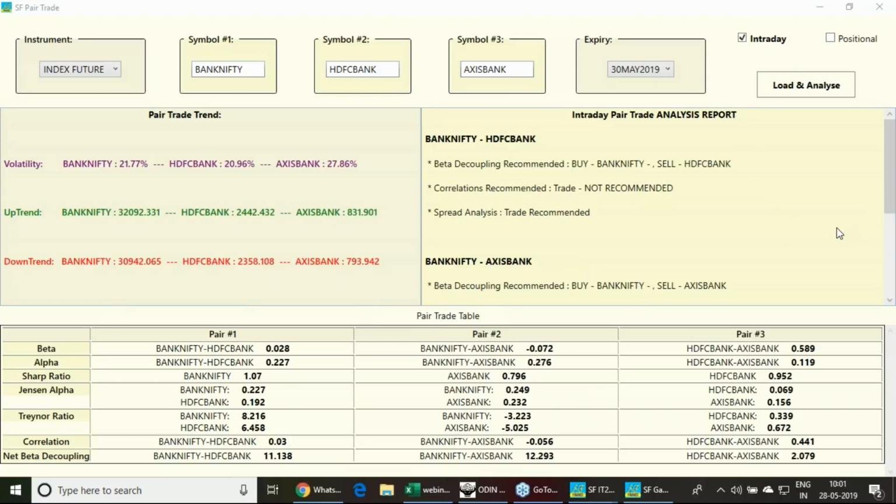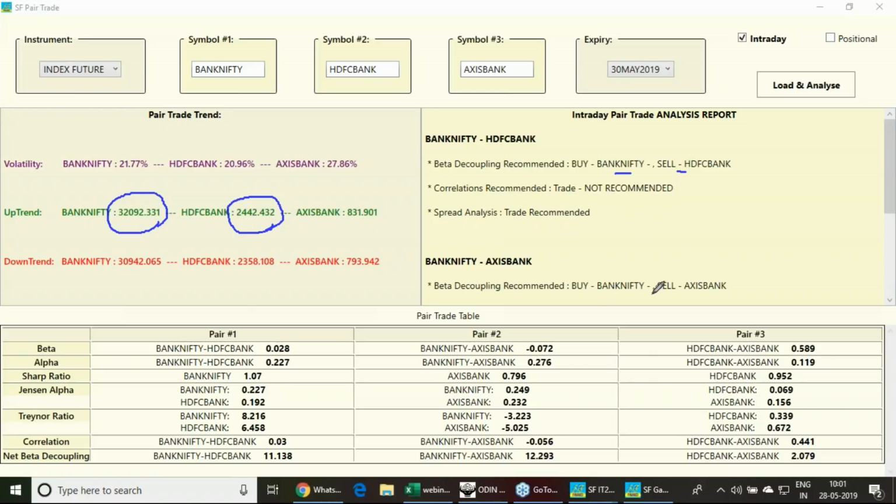So we are expecting, if you bought Bank Nifty and sold HDFC, HDFC has to come to the 2424 level, and at the same time Bank Nifty has to come to 32,092. Both have to be at this level. So you have sold specific options, and you just work out how much profit or loss it will come to.